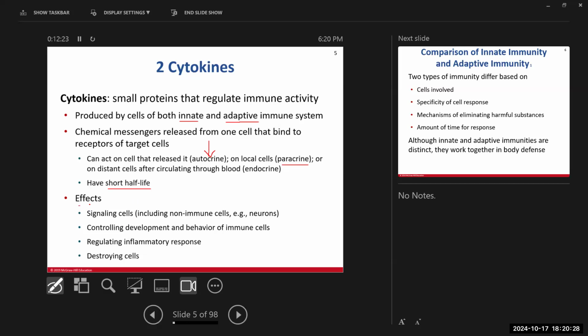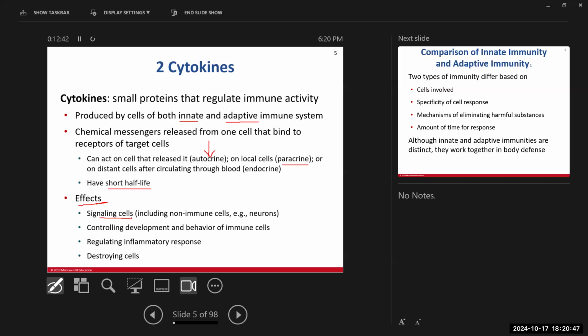So what are some of these effects here? Well, one, they can act like a signal flare. They can shoot out this message like, hey, there's something going on here. And so they can act as signaling cells to draw attention to themselves, right?